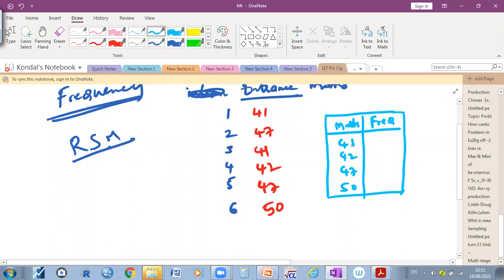So 41 marks, how many people have got it? 2 people, right? Then 42, only one. 47, 2 people. 50, only one. Your total, how much? Right. So here this is the frequency table.